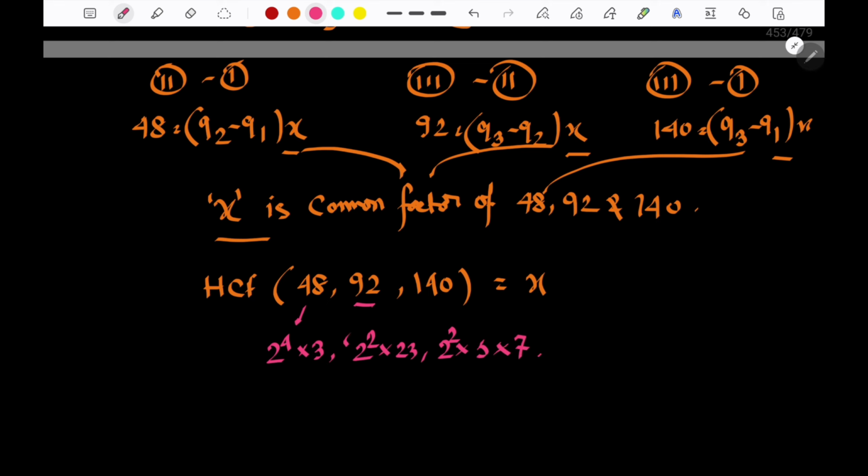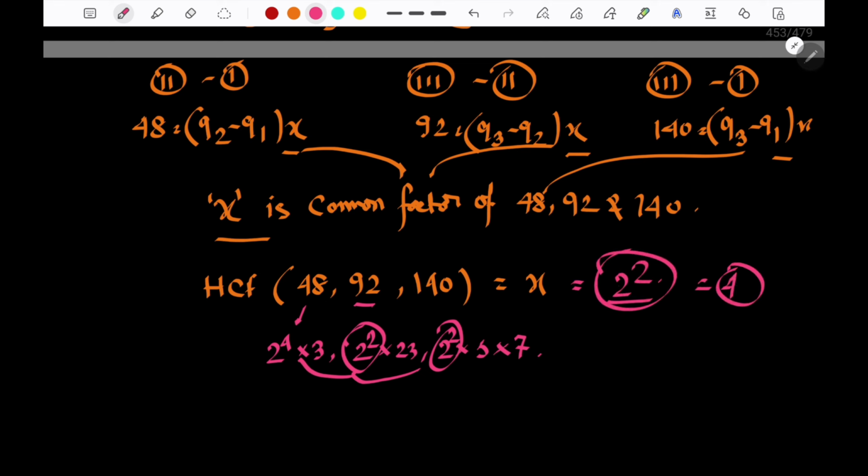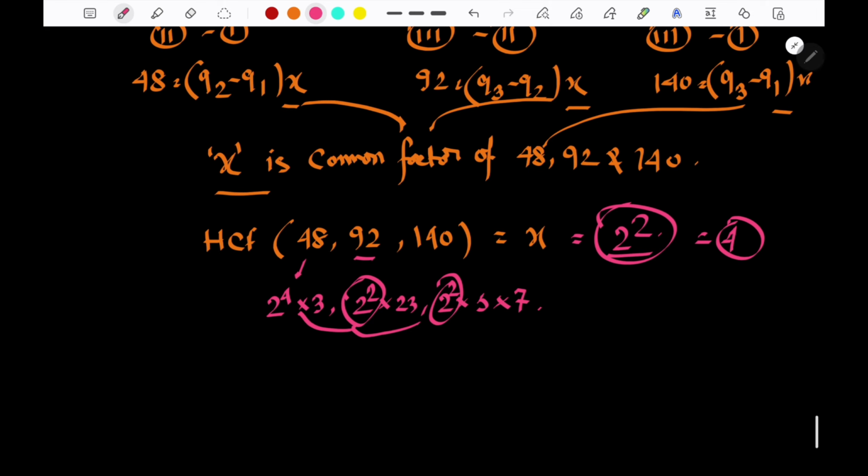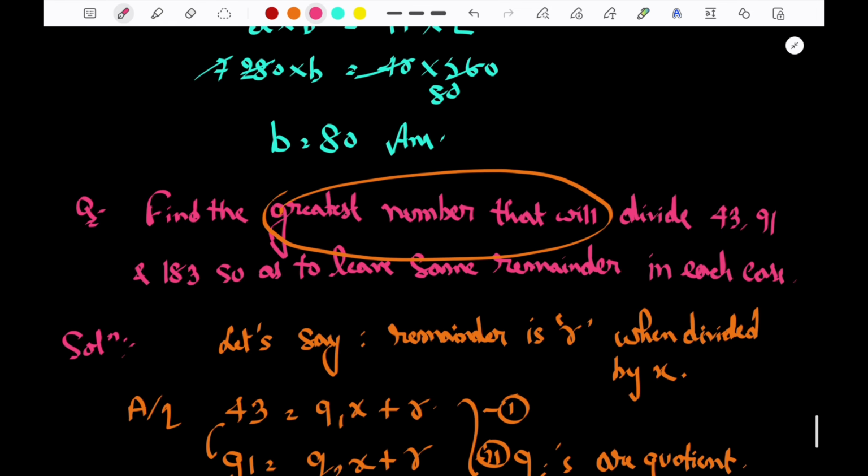So what is common here? Only 2 is common, and 2 square is the minimum power. So this will be equal to 2 square, and that is equal to 4. So what is the answer? The answer is 4. How? We can check. When 43 is divided by 4, remainder is 3. And when 91 is divided by 4, again remainder is 3.